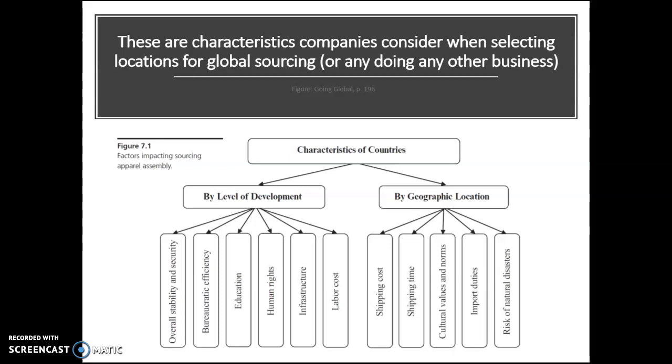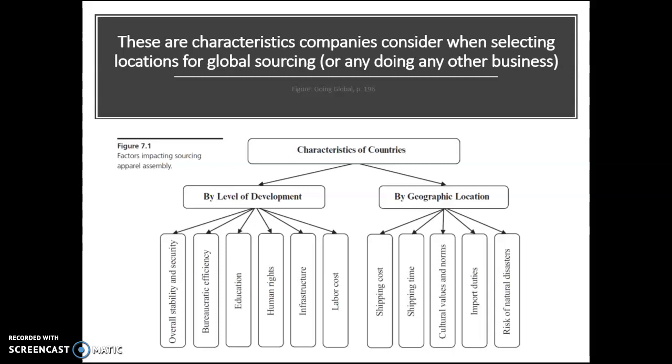These are the characteristics that companies consider when selecting locations for global sourcing. So you are in the middle of this right now in your group project. You are selecting locations for global sourcing. So this should take away all of the mystery of what you should be looking at.